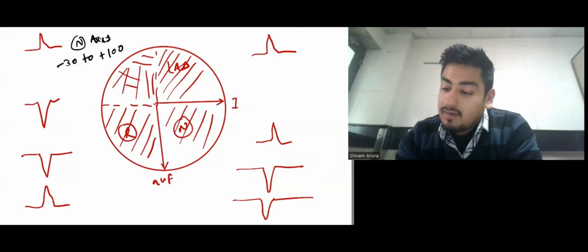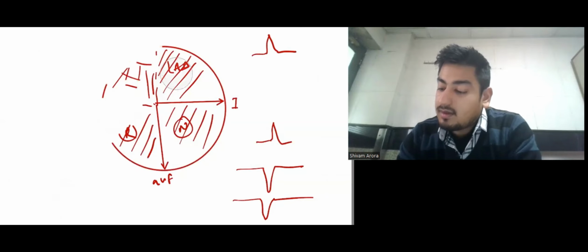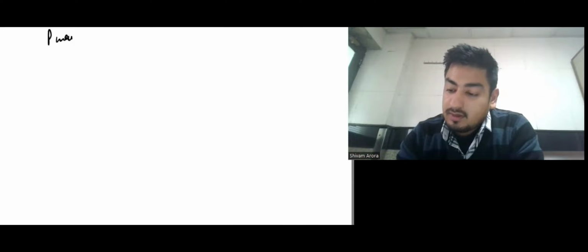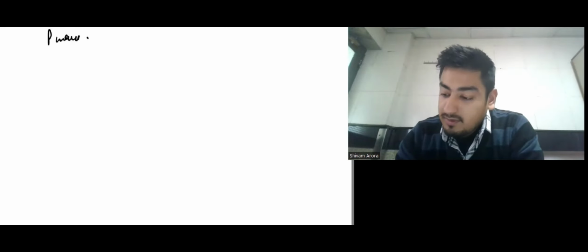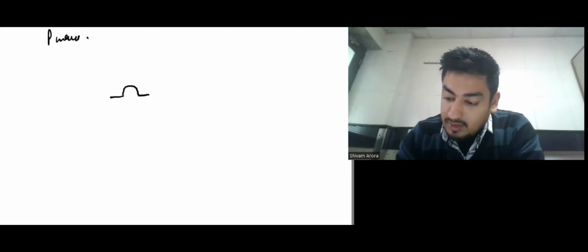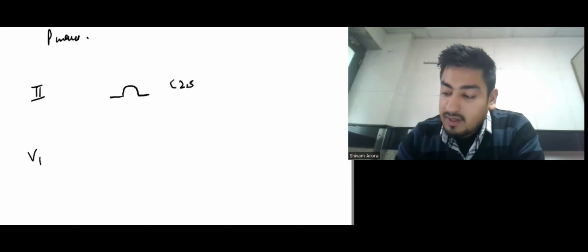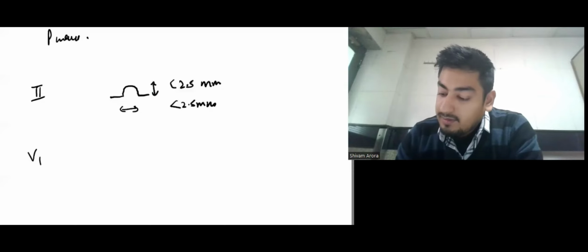Okay. After axis, we'll look at the P wave. So what is a normal P wave? We'll look for the P wave in lead 2 and lead V1. The normal P wave in lead 2 is less than 2.5 mm in width and less than 2.5 mm in height. And in lead V1, the P wave is biphasic, and both upright and downward deflection are less than 1 mm.